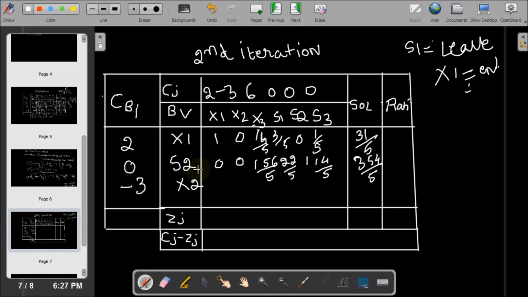So for x2 now: 0, 1, 32 by 5, 4 by 5, 0. Sorry for the handwriting. When I tell the values, please concentrate because the handwriting is not that great. So 4 by 5, 0, 3 by 5.